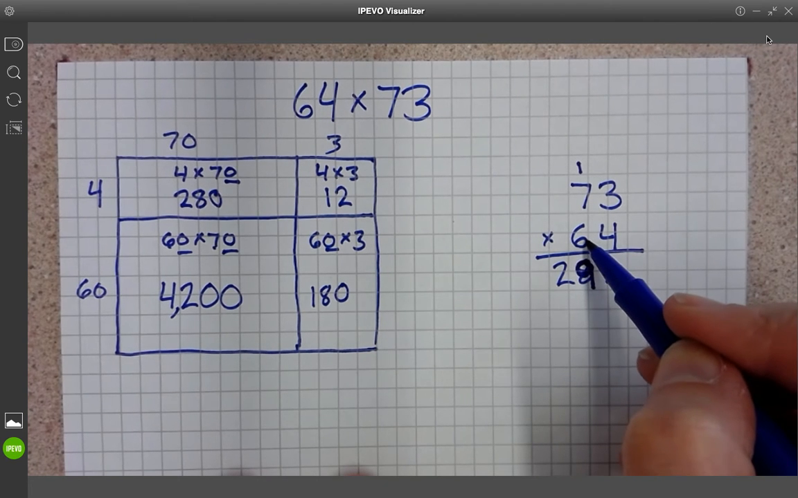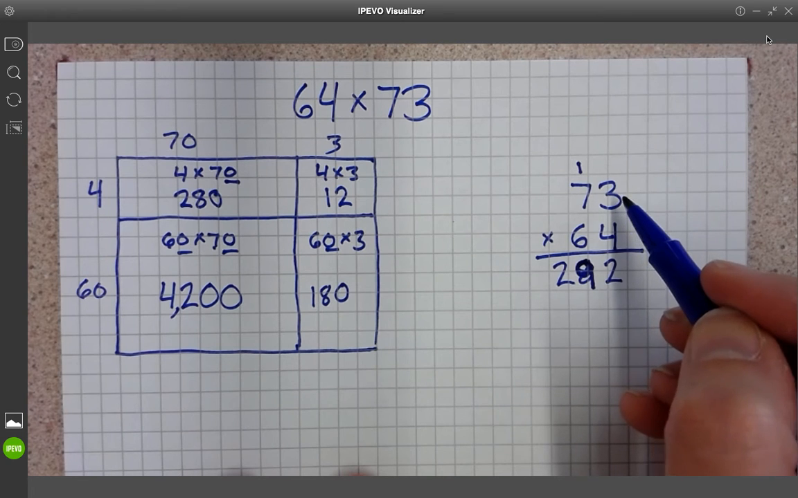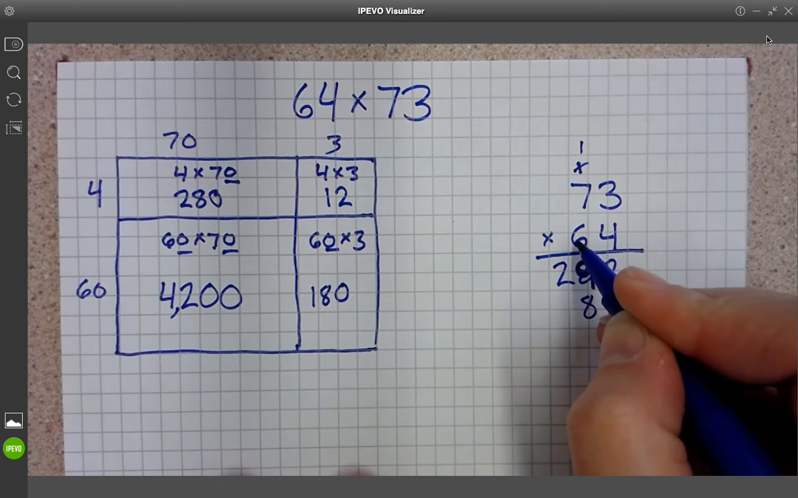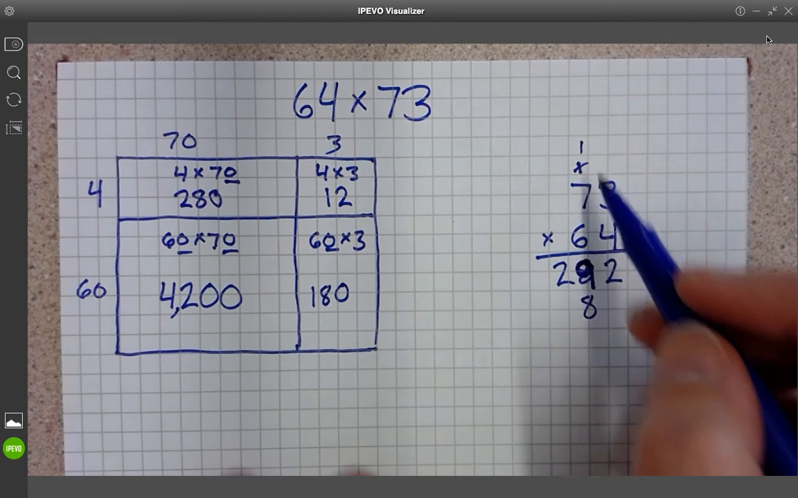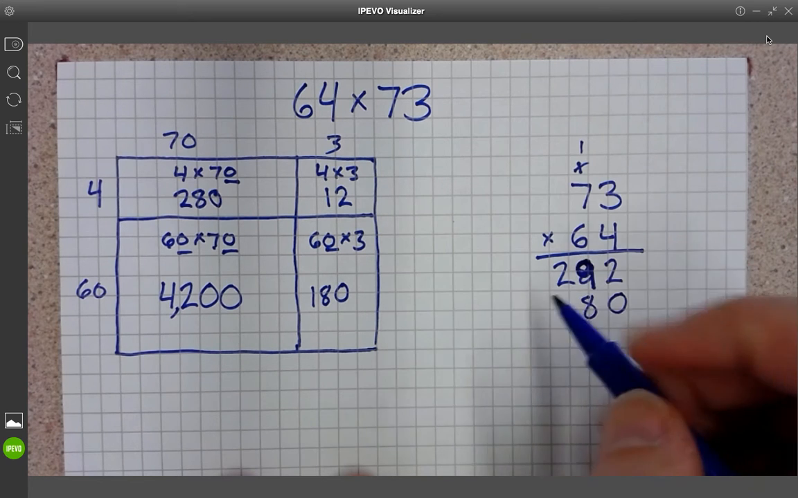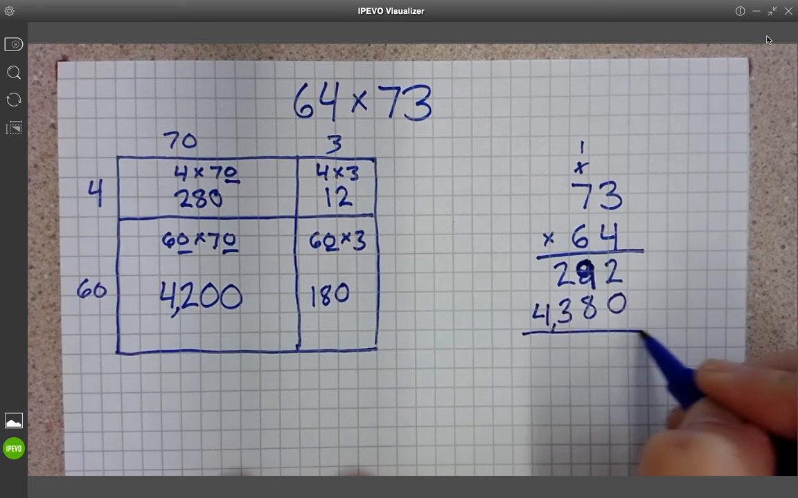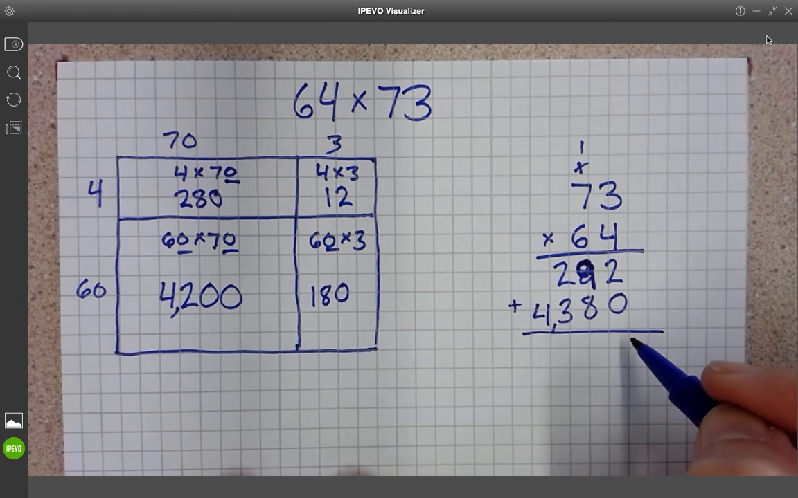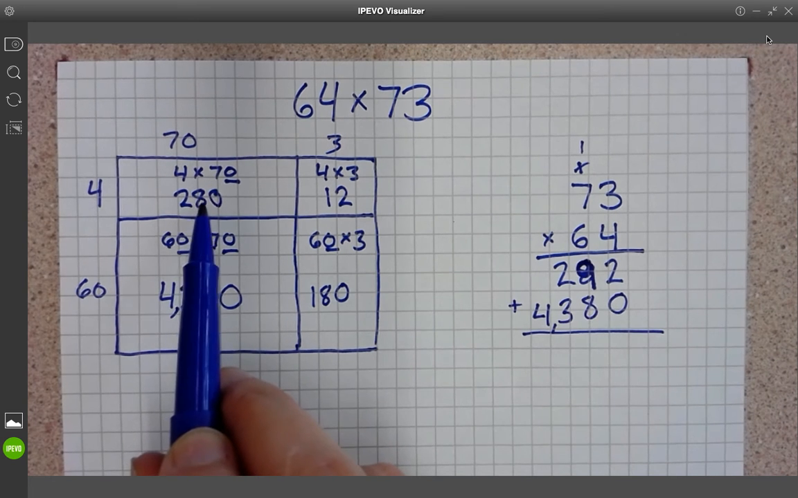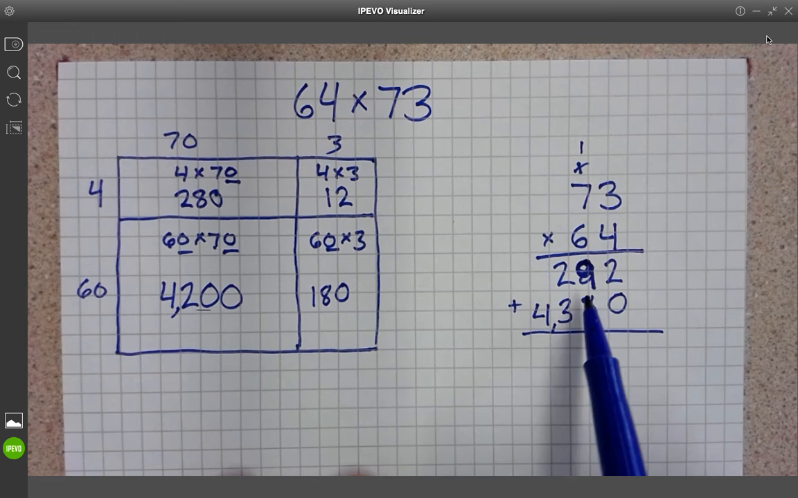And now I'm going to go down here and do 6 times 3, which is 18. And it's in the tens place, so it's really 60 times 3, which is 180. 6 times 7 is 42, plus 1 more is 43, or 4,300. Now I'm ready to add. Before I do that, I'm going to come back over here to my area model, and I'm going to add up my areas going across so that I can add them together so it looks like this.